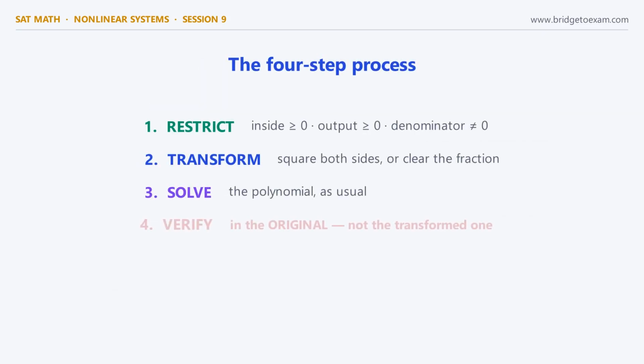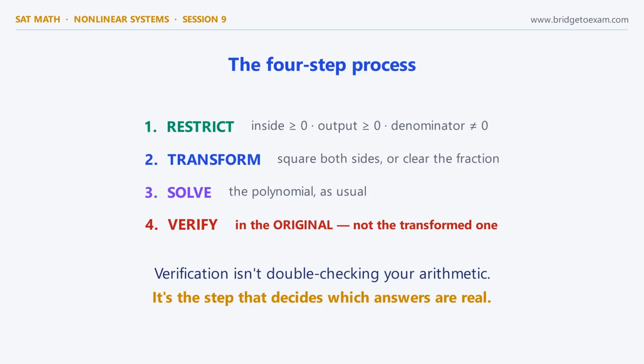So, here's your reliable 4-step process for anything with a radical or a denominator. 1. Record every restriction before you do any algebra. For a radical, the inside must be non-negative. And if the radical equals an expression, that expression must be non-negative too. For a fraction, the denominator can't be 0. 2. Transform. Square both sides or clear the denominators. 3. Solve the resulting polynomial as you normally would.